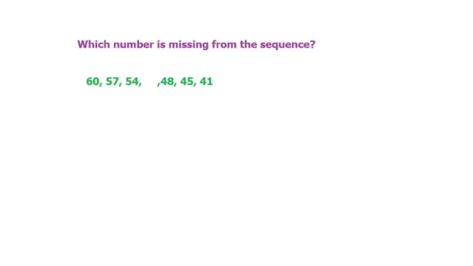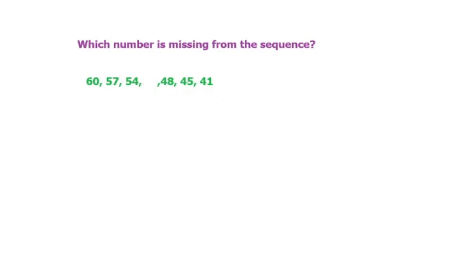In this video, we're going to learn about missing numbers from a sequence. So a sequence is just a series of numbers, and we could look at the sequence here. And the problem says, which number is missing from the sequence? And here's the sequence, 60, 57, 54. This is the number we're trying to find, and then 48, 45, 41.